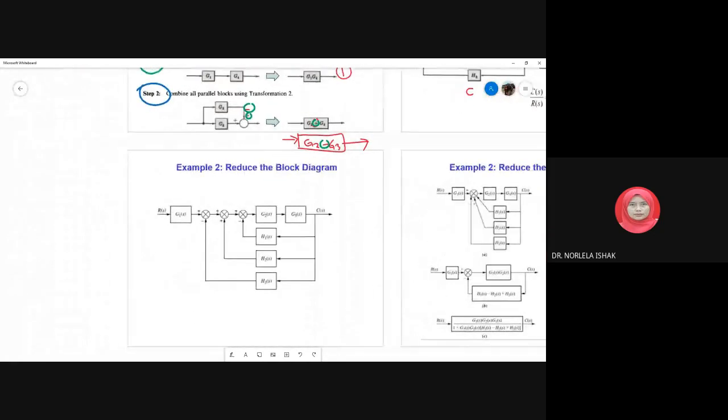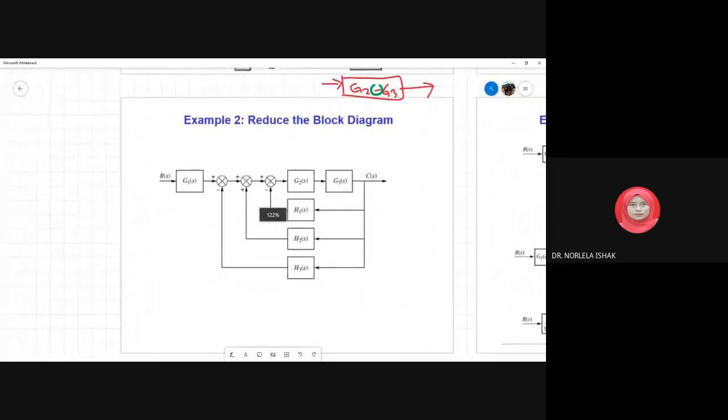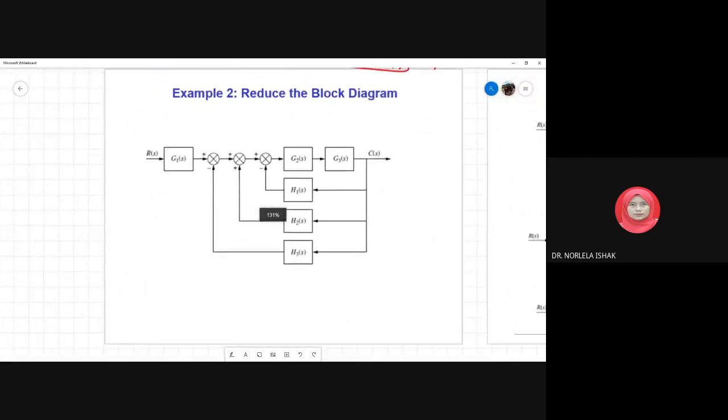Sorok dulu jawapan. Saya nak bagi tengok. Okay, so how about our example 2?